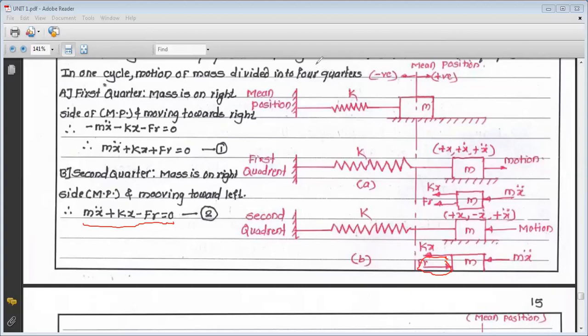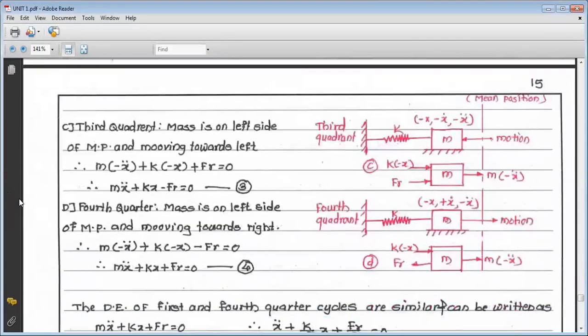Now what is the third quadrant? In the third quadrant, the mass is on the left-hand side of the mean position. So this is your mean position, and the mass is on this side. The mass is moving towards the left, so the motion is also towards the left. So with all this motion to the left, velocity is minus. Displacement is minus, and acceleration is minus.